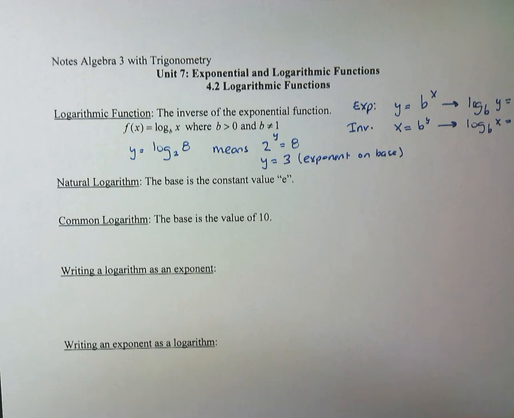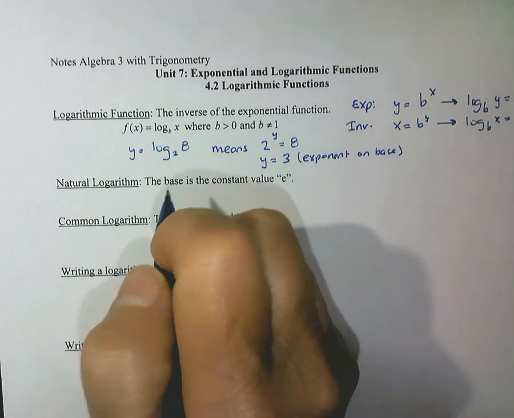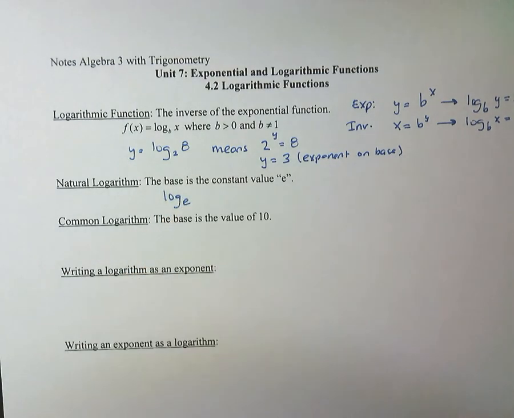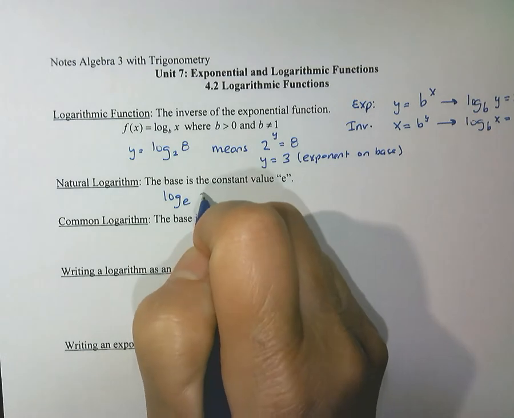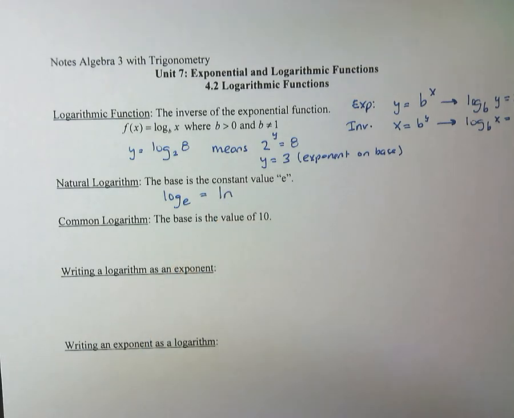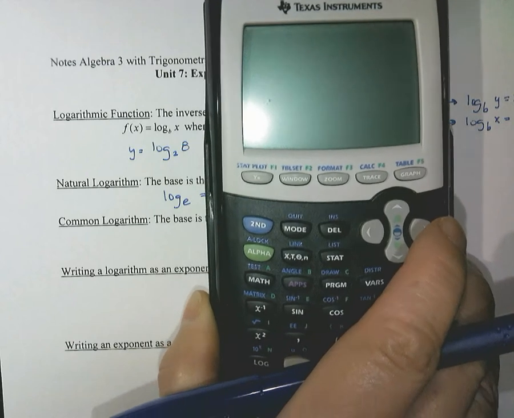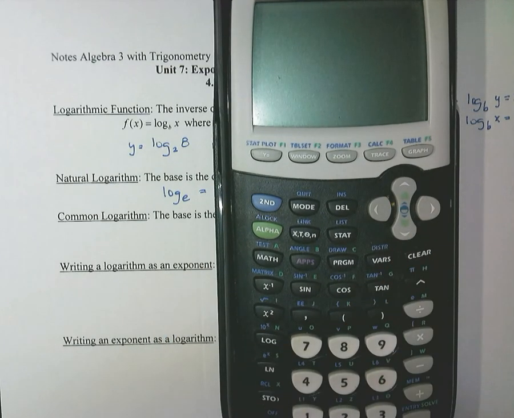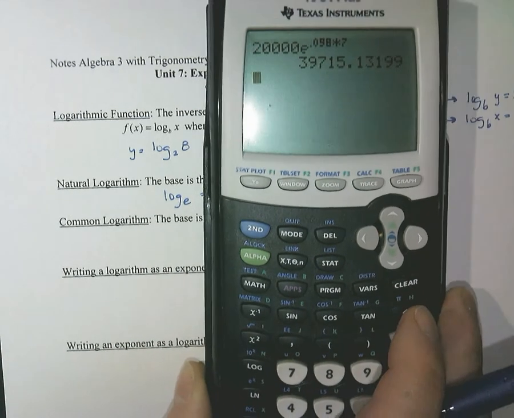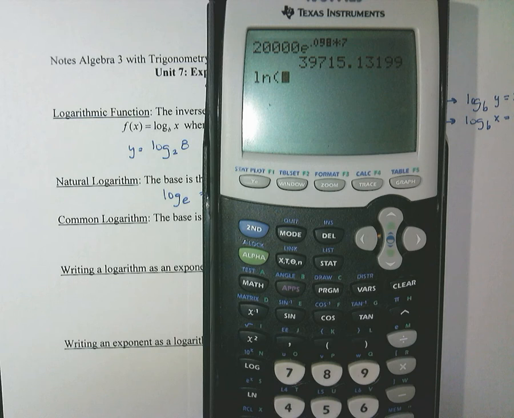So the first thing is we're going to talk about natural logarithms. The natural logarithm means the base is just the constant value e that we talked about before. So log base e of something is going to be written as a natural log, ln. On your calculator, it's right here, natural log. If I type in the natural log of 5, it's going to be a decimal.